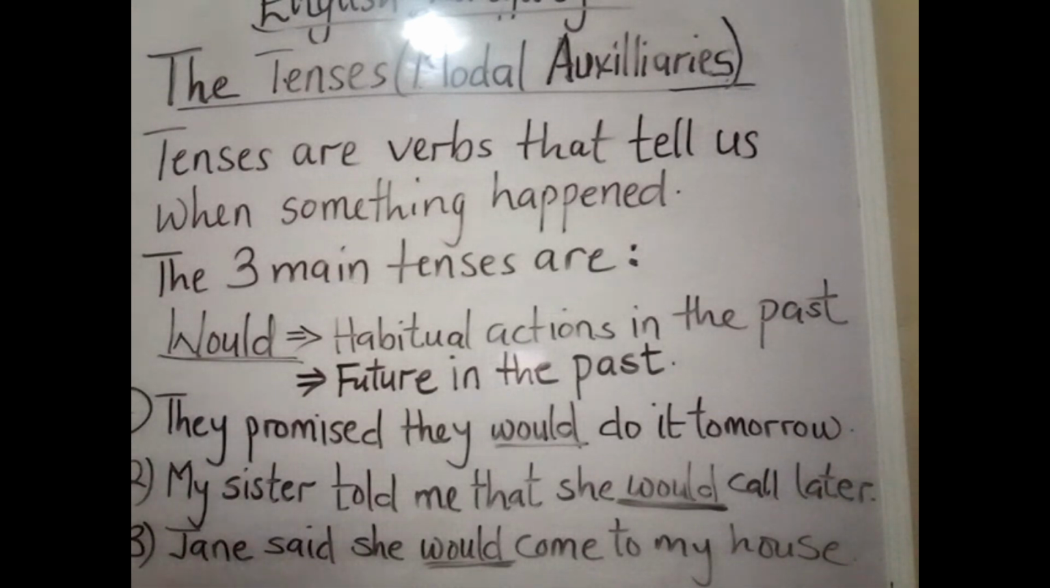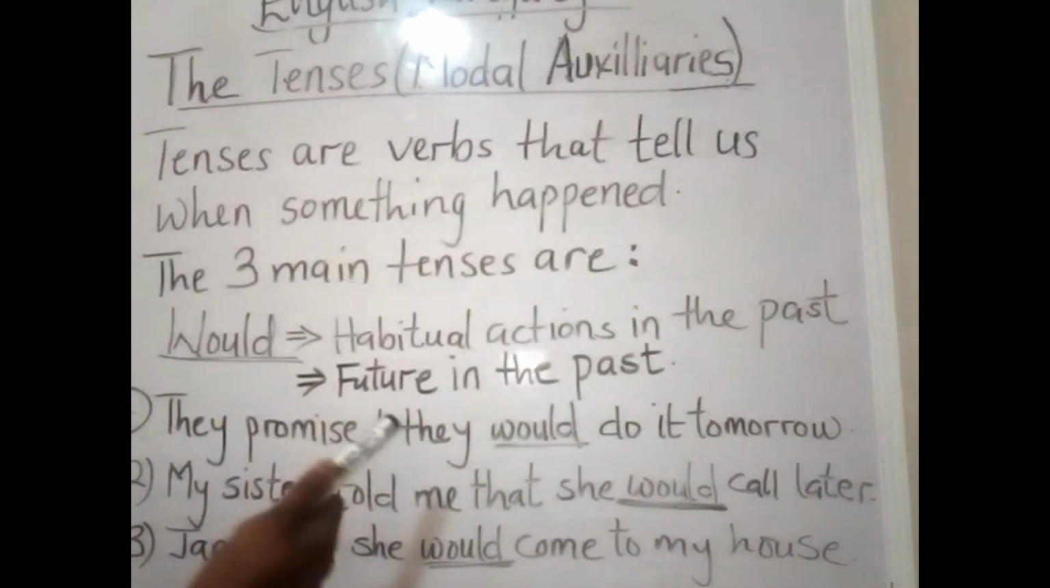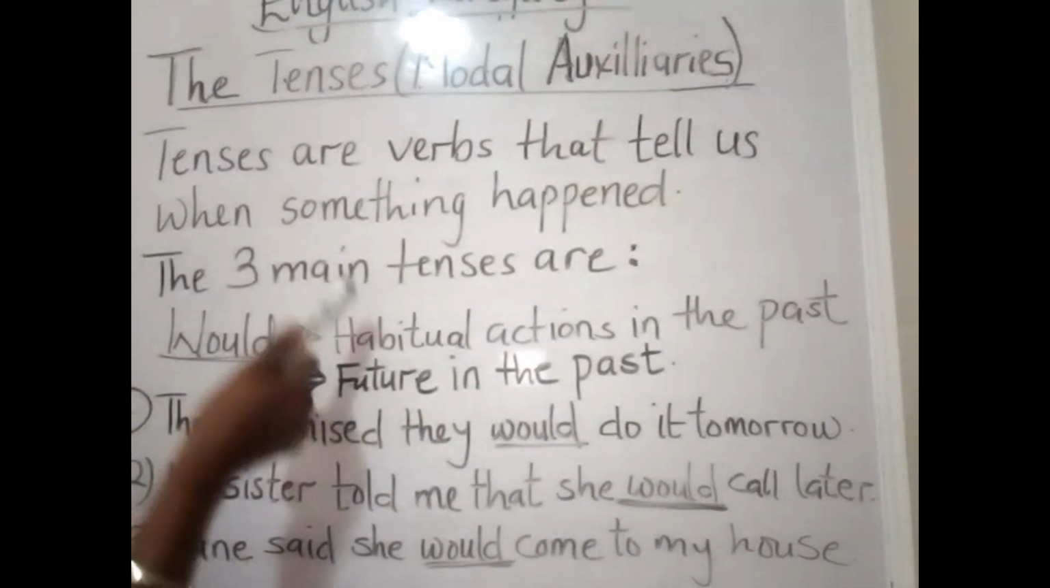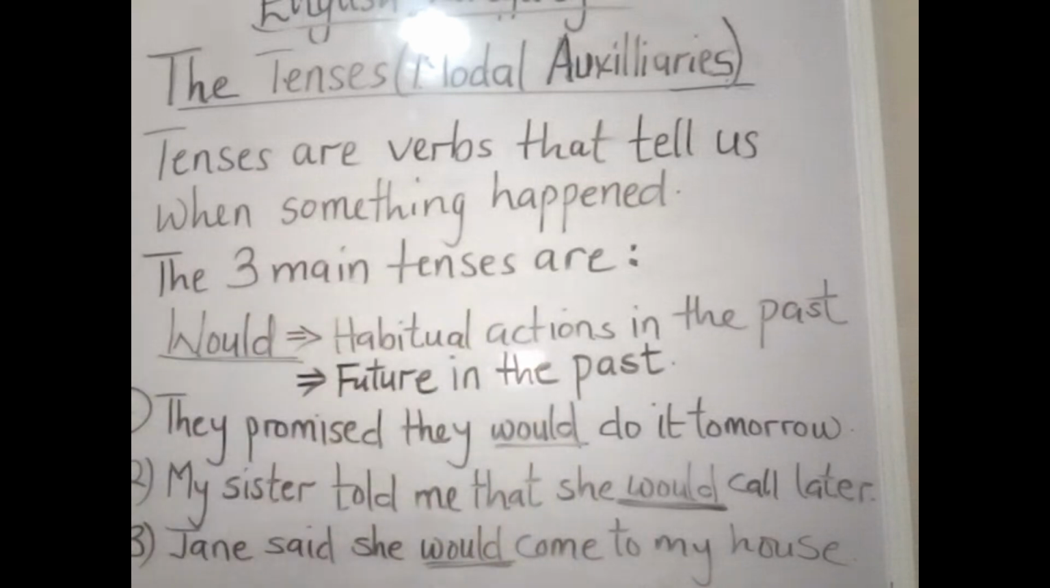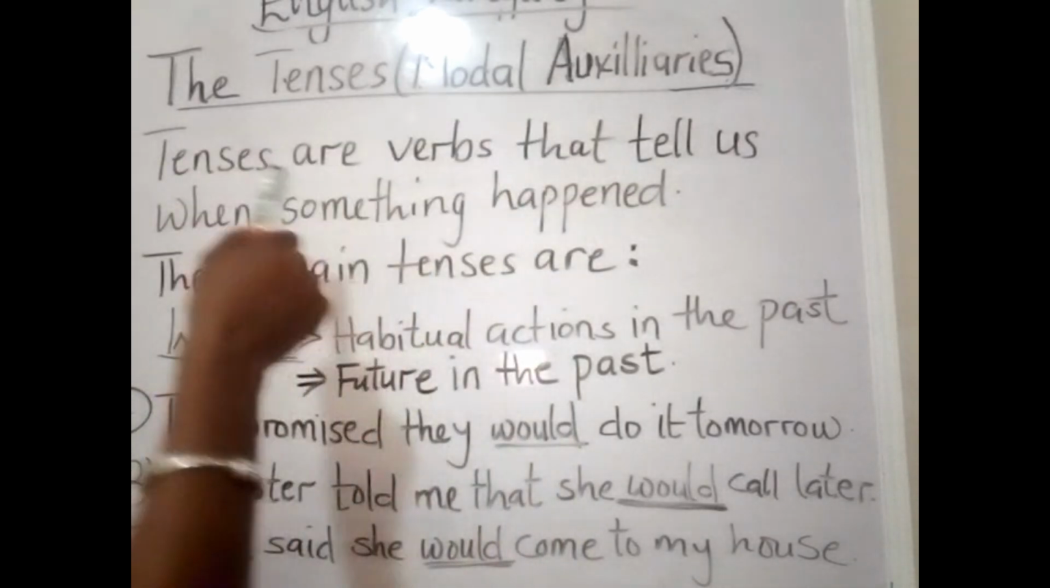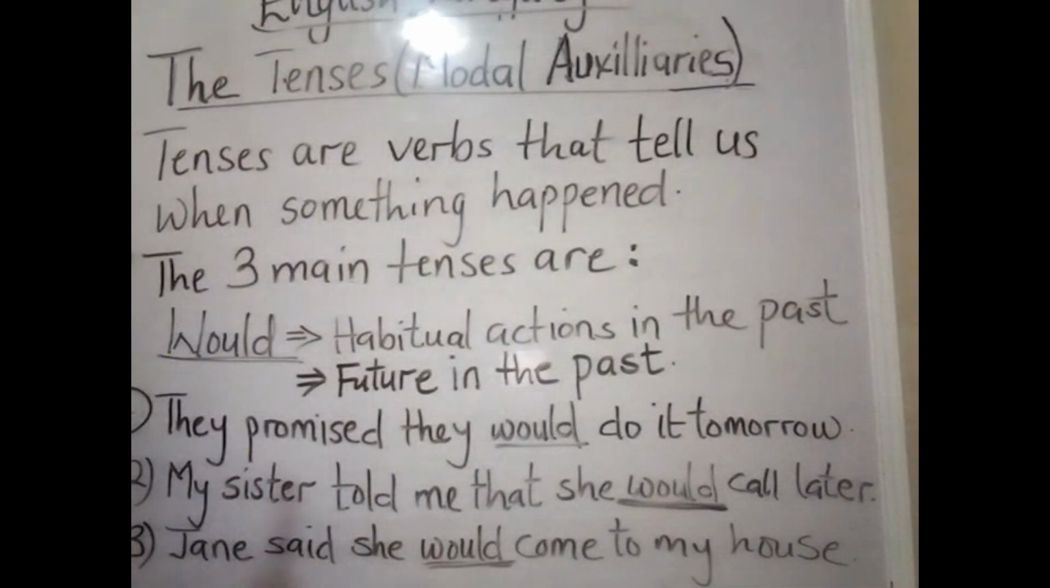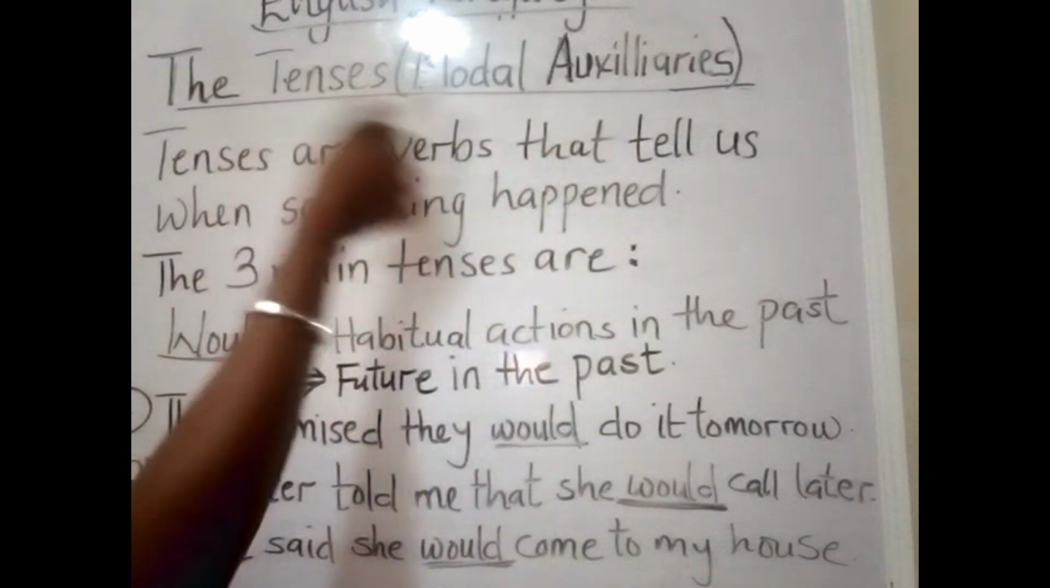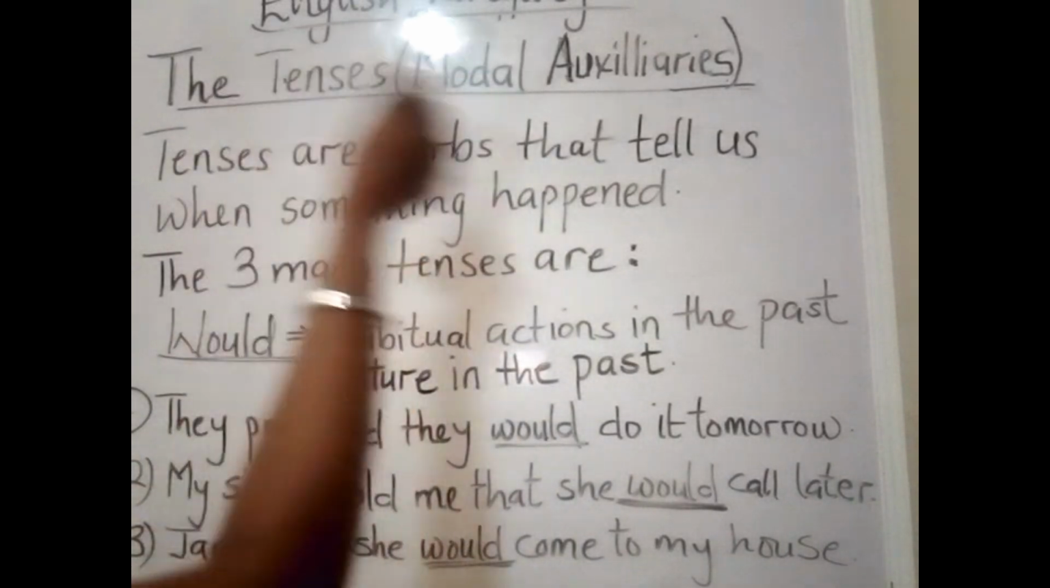Okay, so please, let's quickly do a recap of what we learned today. We looked at tenses, and we said that tenses are verbs in English that help to tell when something happened, whether it's in the past, in the present, or in the future. Okay, but here we're looking at tenses in connection with modal auxiliaries. Remember, we did modal auxiliaries in our previous lesson. So here we are just trying to tie the two together, modal auxiliaries and tenses.